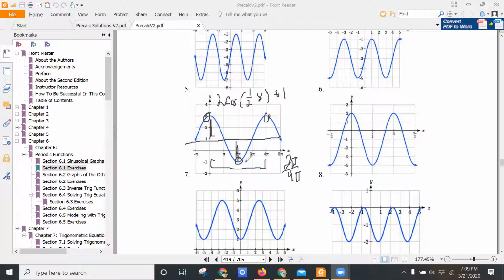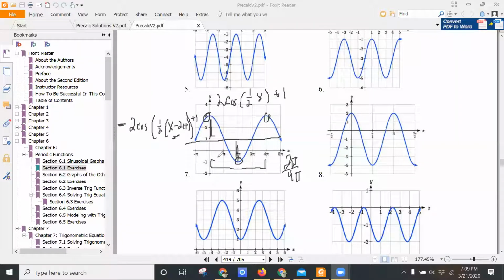We could also go with this one, and this graph has been shifted to the right 2 pi. So what I would write would be 2 cosine, because the amplitude is still the same. And I know the B number is 1/2 because the period is 4 pi. But then I'd have to say x minus 2 pi because I shifted it 2 pi units to the right. And then of course I would need to do the plus 1. And because this one has been reflected around that midline, I've got to make it negative. Okay, so that's what you do with a phase shift.